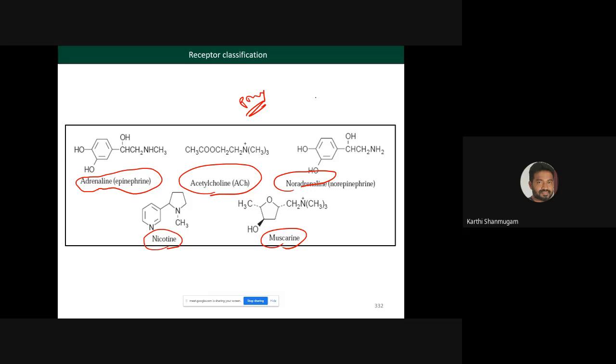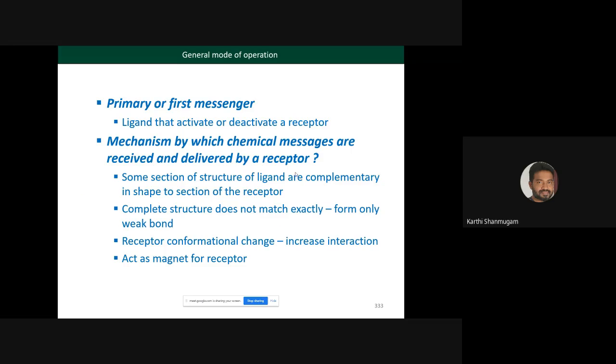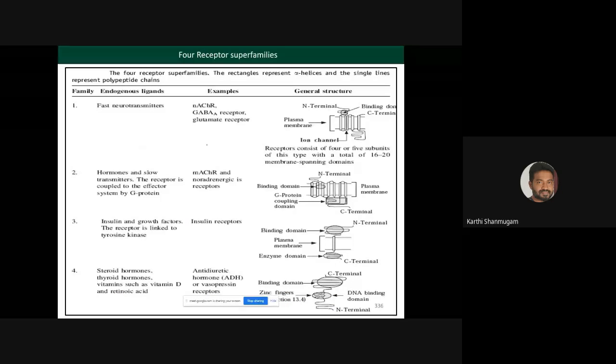Meaning, these are the molecules which act as a ligand, go and bind to the receptor, and activate or inactivate the receptor. So the primary or first messenger, as I said, is the first ligand molecule present in the extracellular region that goes and binds to the extracellular region of the receptor and activates or deactivates the receptor. Those endogenous ligand molecules are called the first messenger. This is what we discussed in the previous lecture.